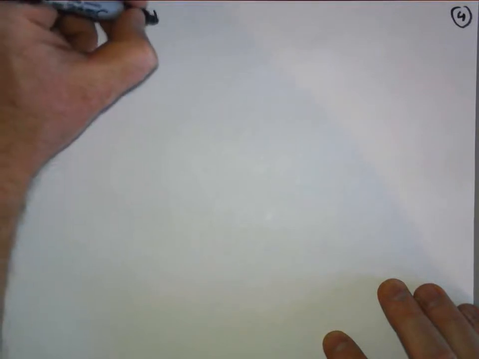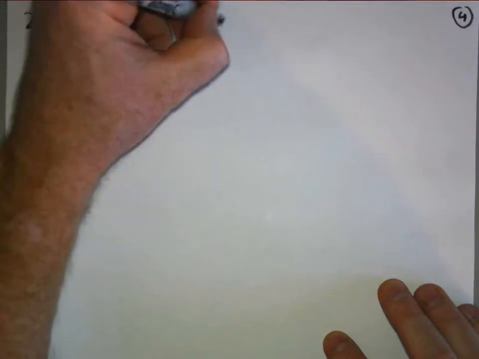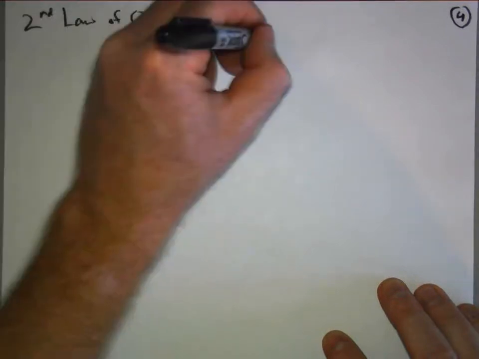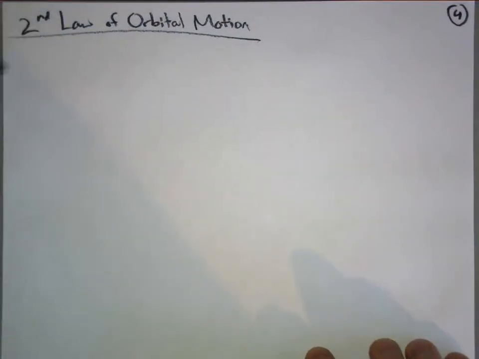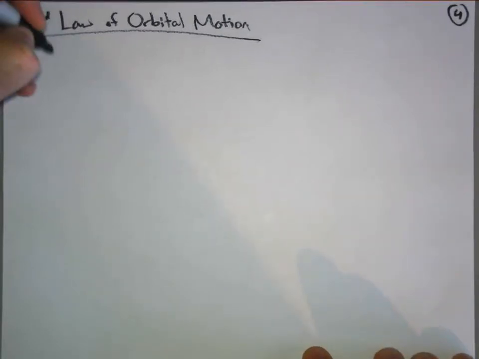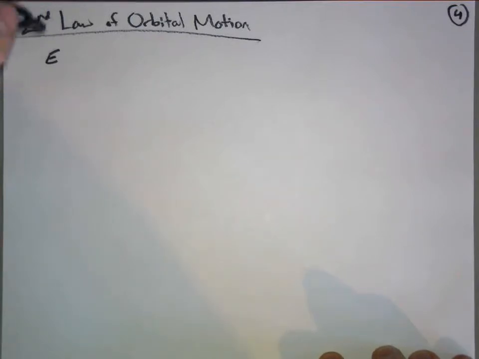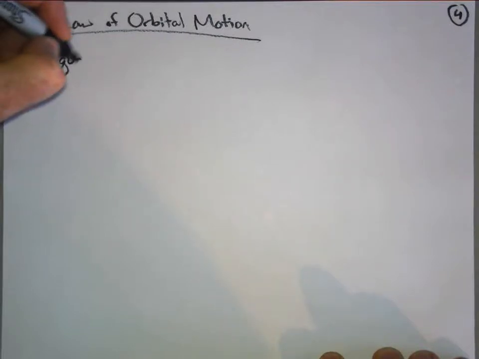Page 4. Now, the second law of orbital motion. This one can be a bit wordy, so I like to break this down into something as simple as possible. And to remember this, it's not even a sentence that makes sense all by itself. In fact, I don't even think it's a complete sentence at all. But it helps me remember what's going on.